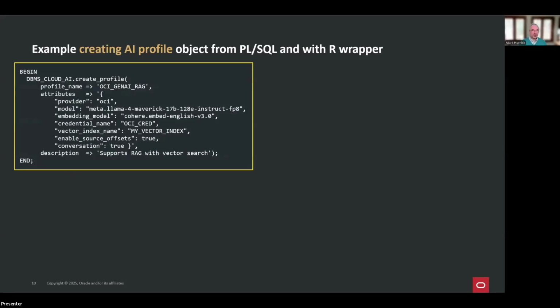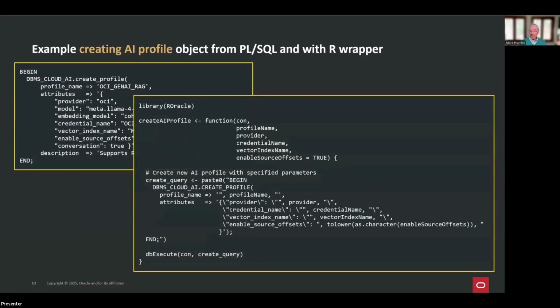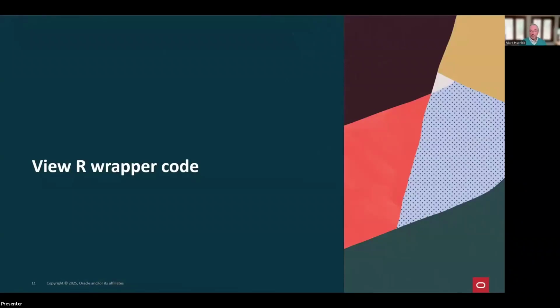Well, before Sherry walks you through a few specific examples, let's take a quick look at the raw PL/SQL for creating an AI profile. We use a standard PL/SQL begin and end block and call the DBMS_CLOUD_AI procedure CREATE_PROFILE. The profile's attributes are provided as a JSON string. For our R wrapper, we use the ROracle package for database connectivity in R. Here, we construct the PL/SQL command as a string and then pass it to ROracle's dbExecute function for execution. Sherry, please walk us through a few examples of the R wrapper code in RStudio.